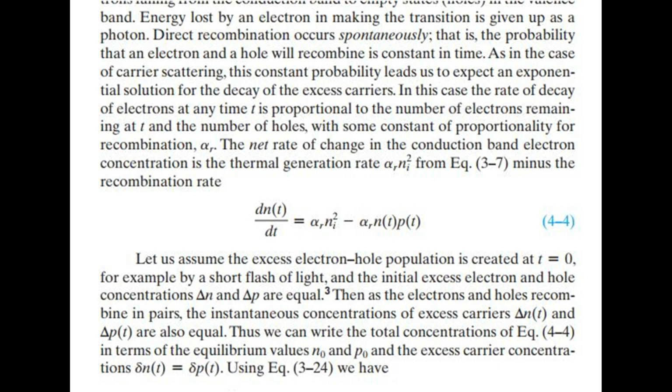Let us assume the excess electron-hole population is created at t equals 0, for example by a short flash of light, and the initial excess electron and hole concentrations ΔN and ΔP are equal. Then as the electrons and holes recombine in pairs, the instantaneous concentrations of excess carriers Δn(t) and Δp(t) are also equal. Thus we can write the total concentrations of Eq. 4-4 in terms of the equilibrium values n0 and p0 and the excess carrier concentrations Δn(t) equal Δp(t).